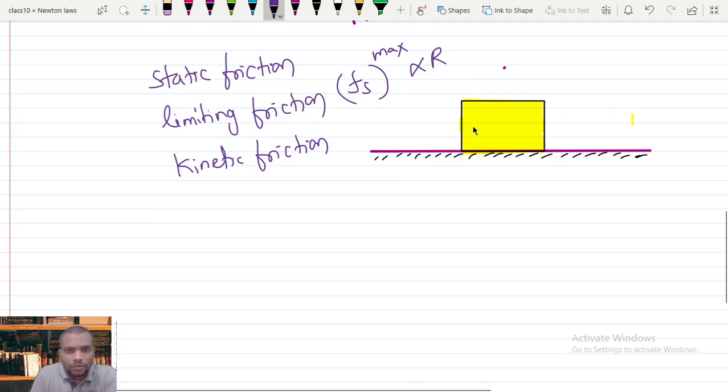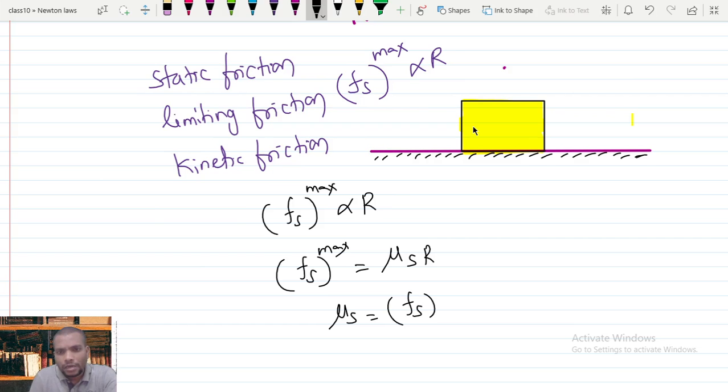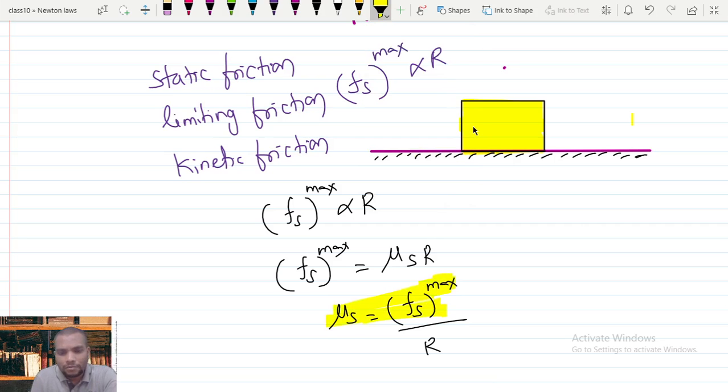Now we define that F suffix S max is directly proportional to R, and we remove the proportionality symbol to make it equal, replacing it with a constant: mu suffix s times R. So here mu suffix s is known as the coefficient of limiting friction. The coefficient of limiting friction can be calculated by dividing the maximum static friction by the normal reaction force.